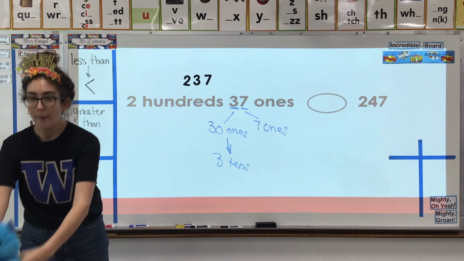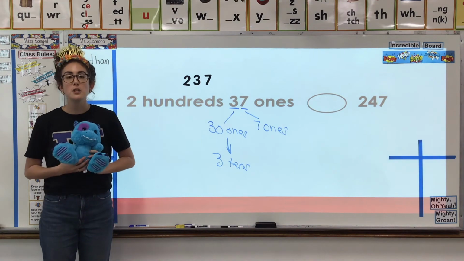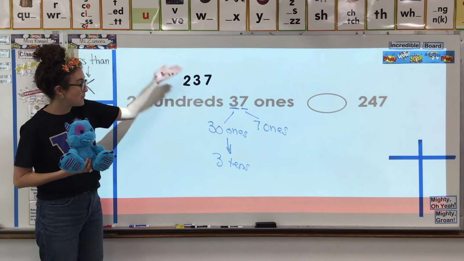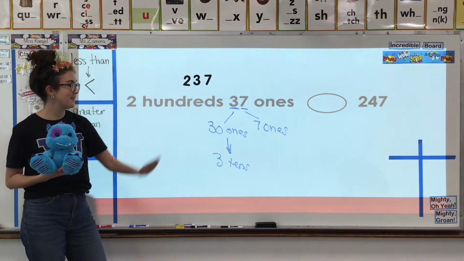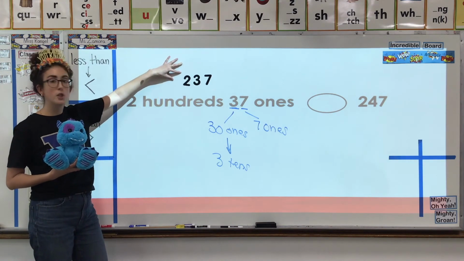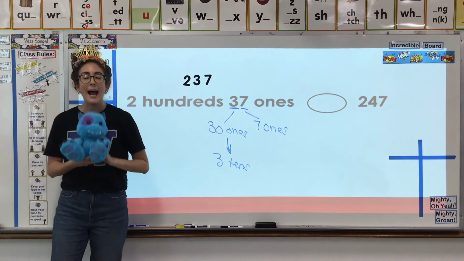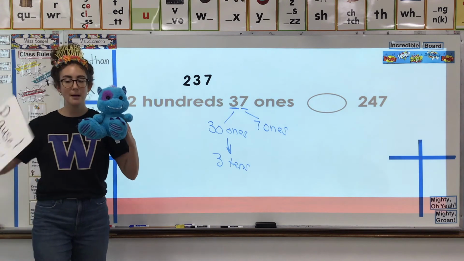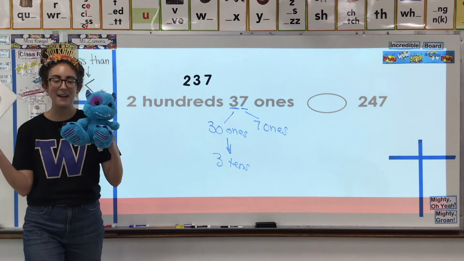So back comes out your conversation buddy, and I want you to explain to them why this is true. Explain to them what we did to prove how we knew that 237 ones was 237. I want you to explain how we bundled to them. So talk to your conversation buddy, show them what you know, and then come on back. Okay, pause.